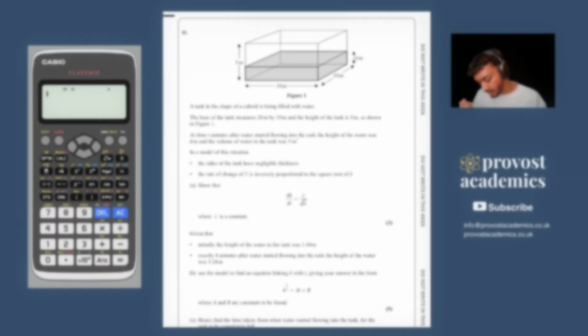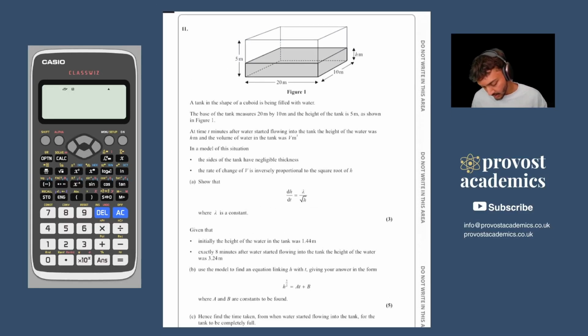Right, let's carry on. So we're up to question 11 now. So we have a tank of some sorts. We have its volume, which is 20 by 10 by 5, which is 1,000. Then we know that at t minutes, water starts flowing in at height h. The volume would be equal to 200h. That's v. That's this v right here.